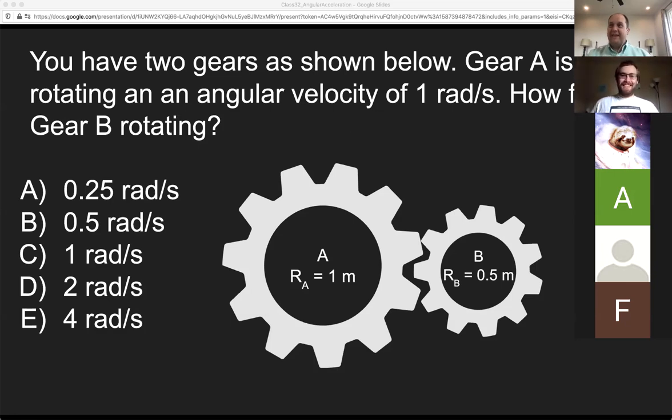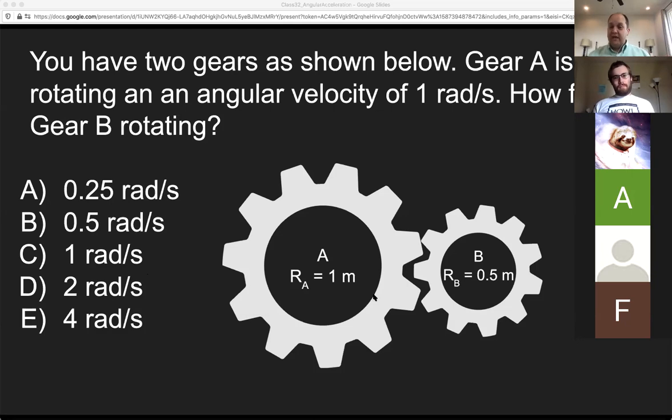Well, the right answer is D. So good job, D people. So this is exactly the same as the last problem, right? In 1 second, gear A will go through 1 radian. If gear A goes through 1 radian, it means a point on the edge goes through a distance of 1 meter. So the point on the edge of B also goes through a distance of 1 meter, which is 2 radians. That all happened in 1 second. So the angular velocity here is 2 radians per second.